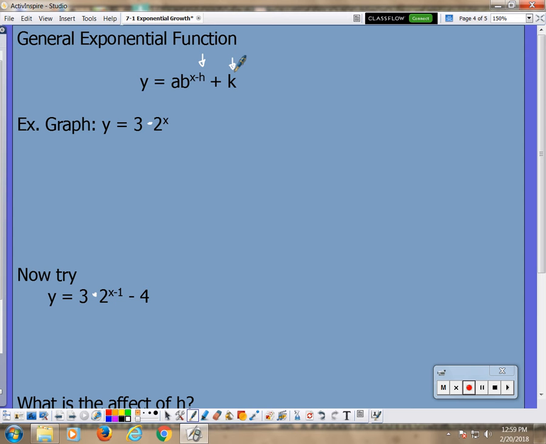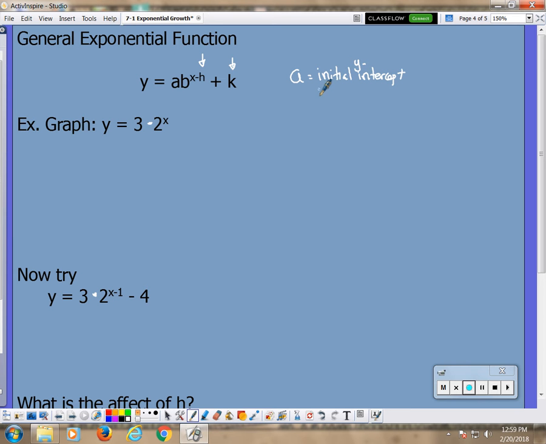So let's talk about what they all do. A is what I call the initial y-intercept. I say initial because if h and k have a value other than 0, there's going to be a shift involved. So A is your y-intercept, but it's your initial one if there's an h and k.